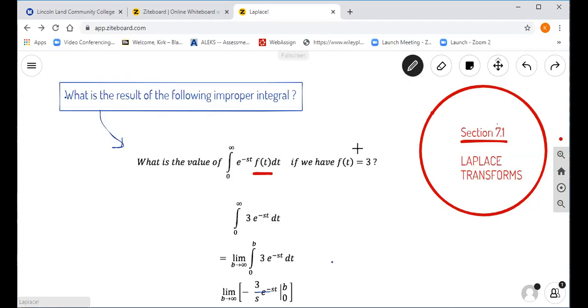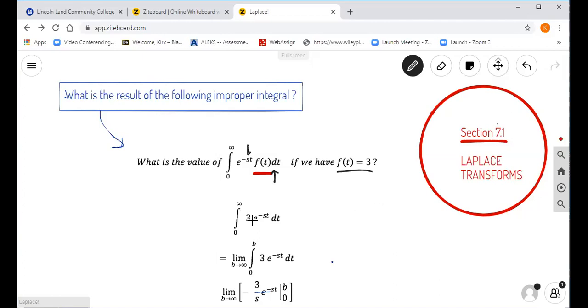So the question we're going to ask here is about this particular integral, and you can see that in it we're integrating with respect to the variable t, but there's also a variable s that appears in the integral. What value would we get if we take the function f of t specifically to be the constant 3 here? I'm interested in exploring, does the value of this improper integral exist? Does it converge to a particular value? And if so, what is that value?